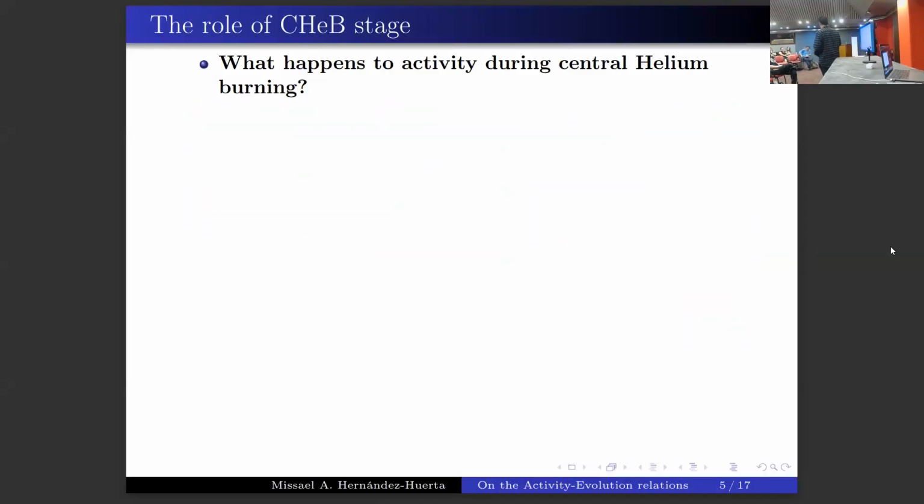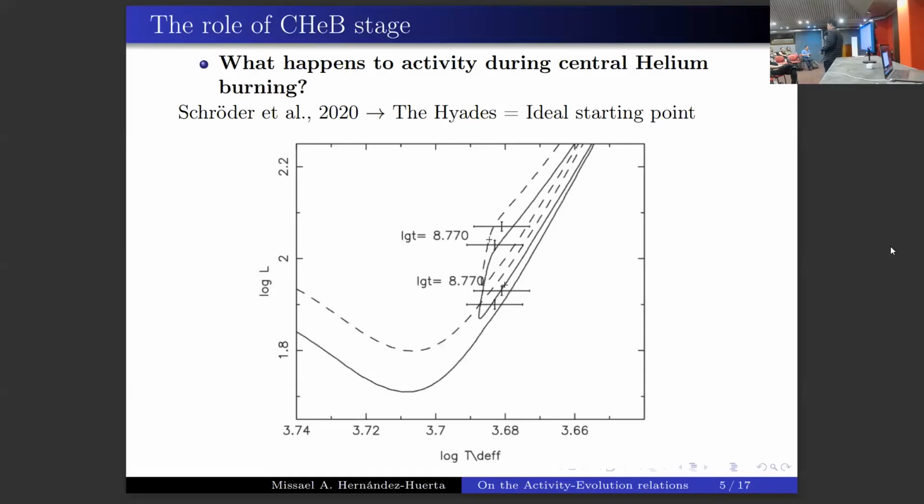Entonces resulta evidente que es interesante ver qué es lo que está pasando justo en el medio. O sea, al salir de la secuencia principal y al migrar hacia la zona de las gigantes, tenemos esta etapa intermedia del quemado central de helio, que necesitamos que ocurra de manera más o menos estable, no explosiva, como en el flash de helio. Y es interesante entonces ver con lujo de detalle qué es lo que está pasando ahí en el medio con la actividad. Y en ese sentido, este artículo del 2020 es el punto de partida perfecto, es el que marcó la pauta que queremos seguir.